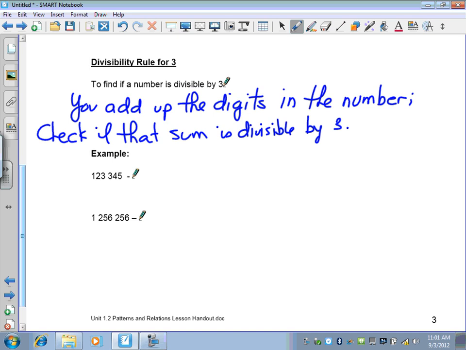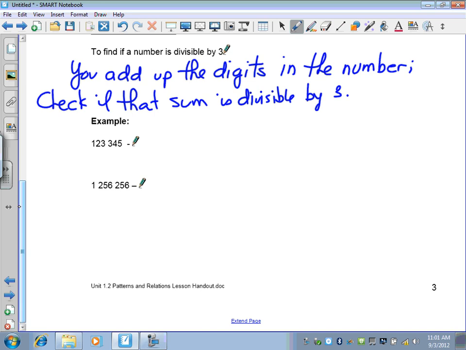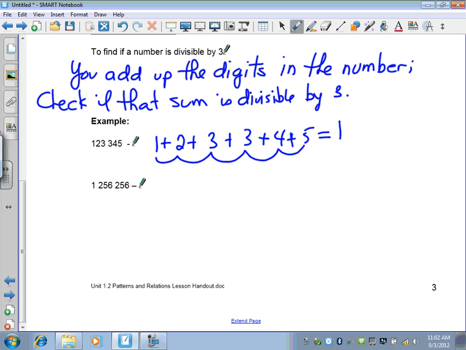The first example I'm going to do is 123,345. What you have to do is take the 1 and the 2 and the 3 and the 3 and the 4 and the 5, and you want to add them all up. So 1 and 2 is 3, 3 and 3 is 6, 6 and 3 is 9, 9 and 4 is 13, and 13 and 5 is 18. Sorry, I think I misadded. 1, 2, 3, 3, 4, 5. Yeah. So this number, when you add it all up, gives you 18.